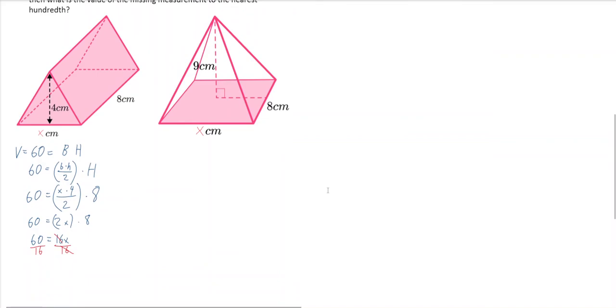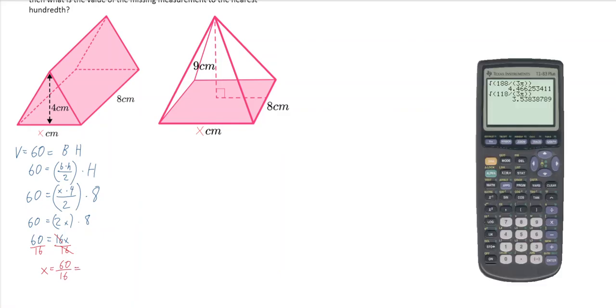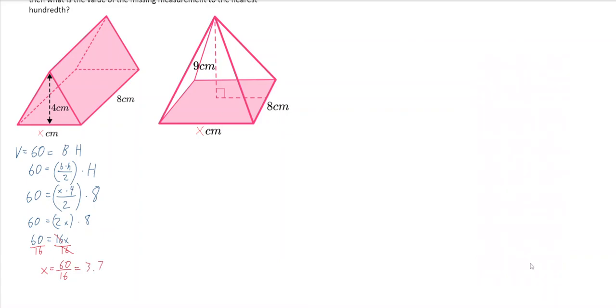And we get x equals 60 divided by 16, which equals 3.75 centimeters. Okay, and it says to the nearest hundredth, so we stop there. Okay, let's take a look at the next one.